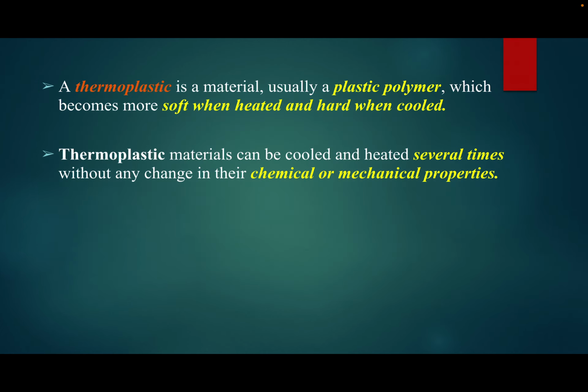distortion occurs. A thermoplastic is a material, usually a plastic polymer, which becomes soft when heated and becomes hard when cooled. So thermoplastic materials can be cooled and heated several times without any change in their chemical or mechanical properties.